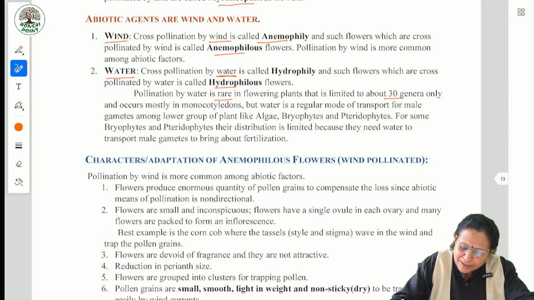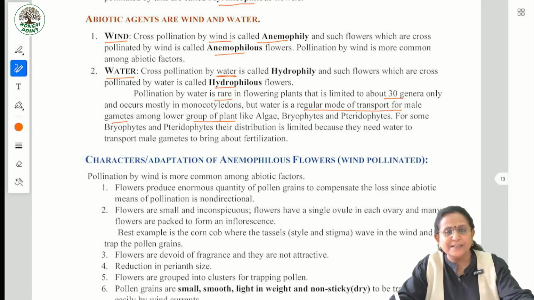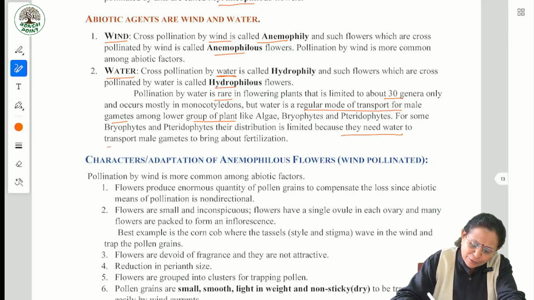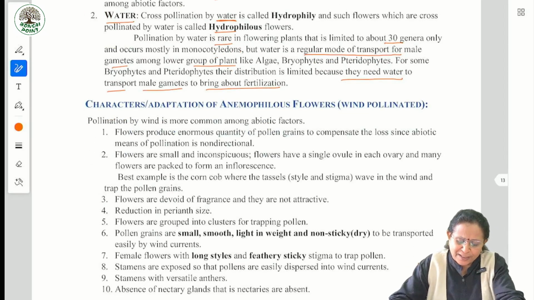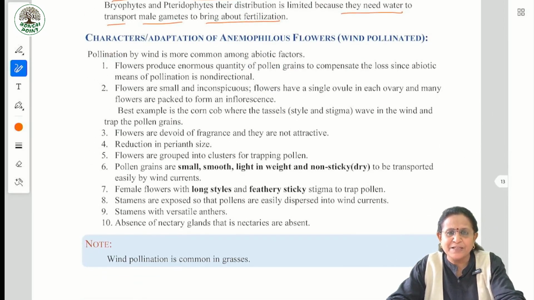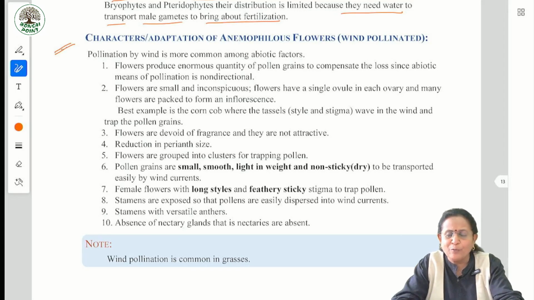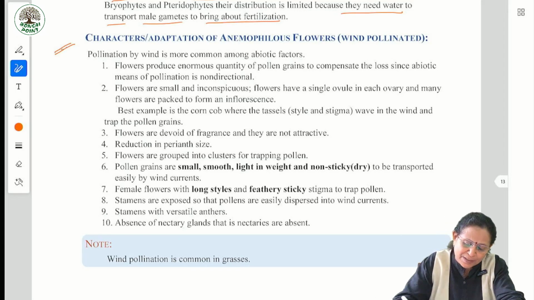But water is a regular mode of transport for male gametes among the lower group of plants like algae, bryophytes and pteridophytes. For some bryophytes and pteridophytes, the distribution is limited because they need water to transport male gametes to bring about fertilization. So, let us see what are the characters or adaptations of anemophilous flowers. Very, very important. Okay, a 1, 2, 3 or 5 marks question.